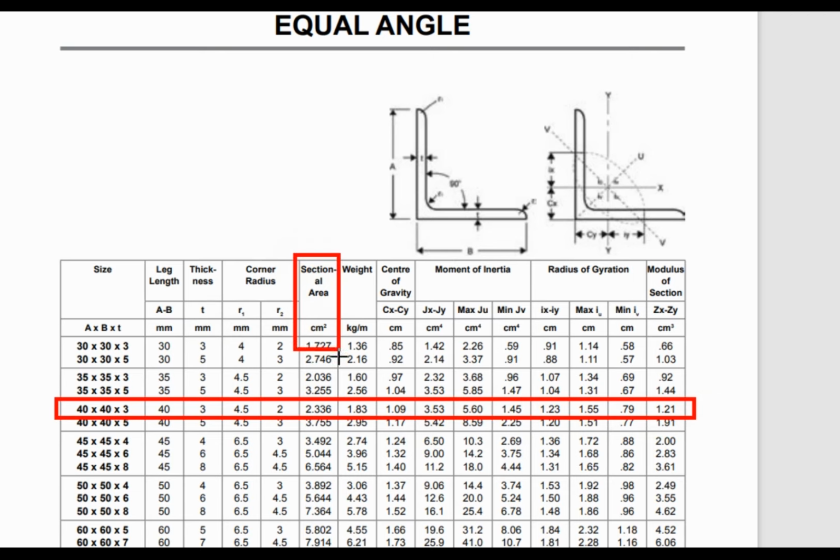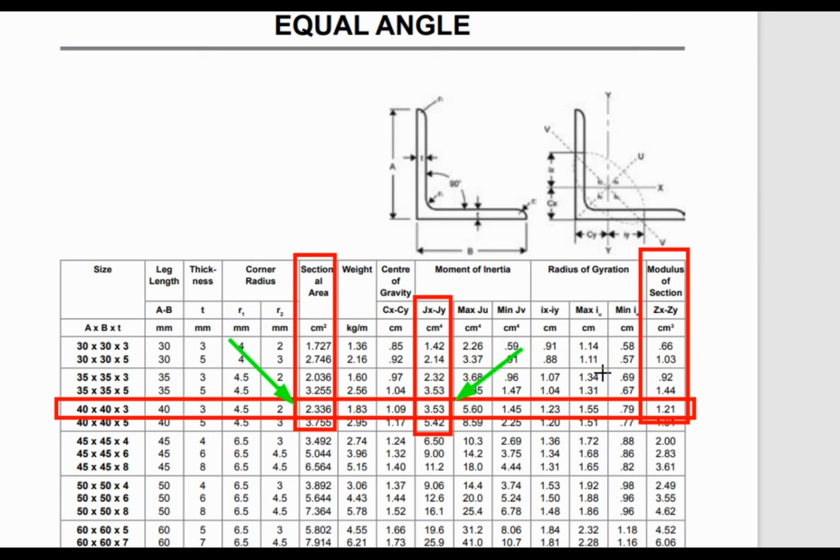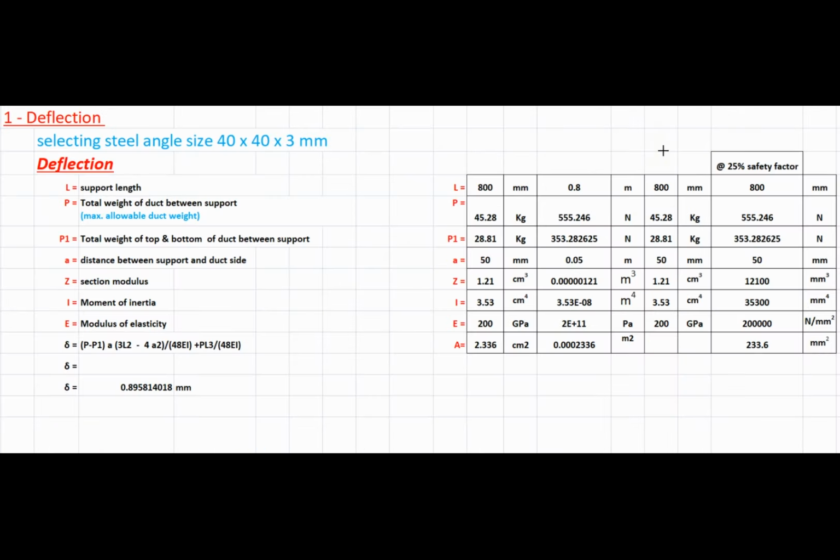From this column we will select the cross sectional area, which is in centimeter square, and from here we will select the moment of inertia, and this column is for section modulus. So for the angle size 40 by 40 by 3 mm, cross sectional area is 2.336 centimeter square and moment of inertia in centimeter is 3.53 and section modulus is 1.21 cubic centimeter. Weight and angle properties we fill in this table.